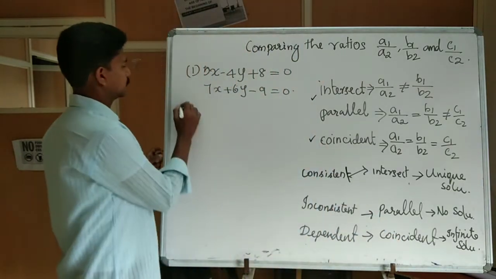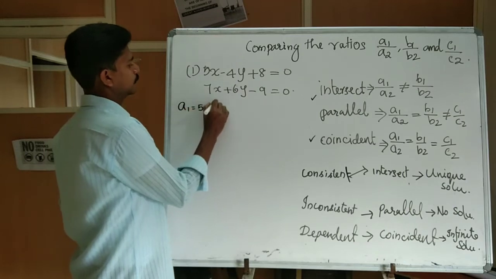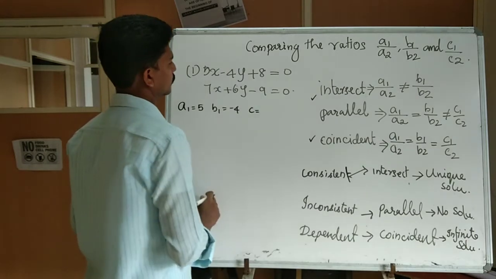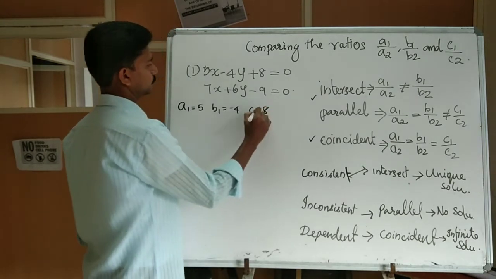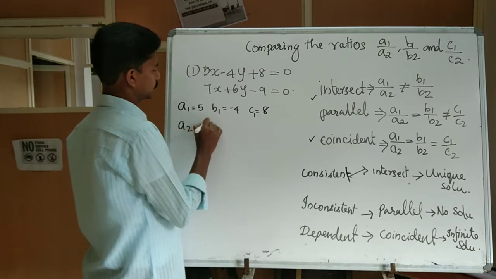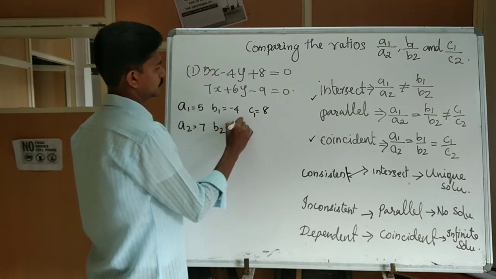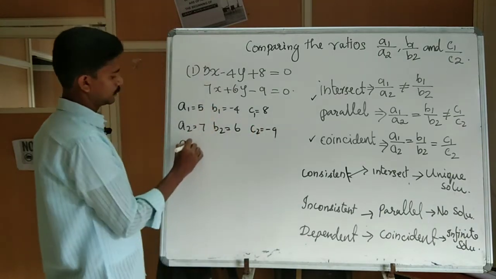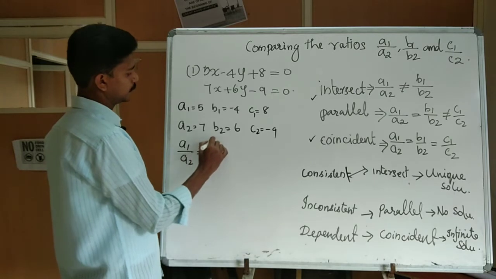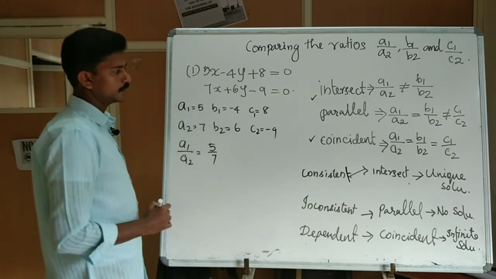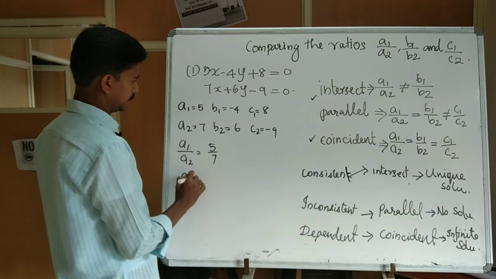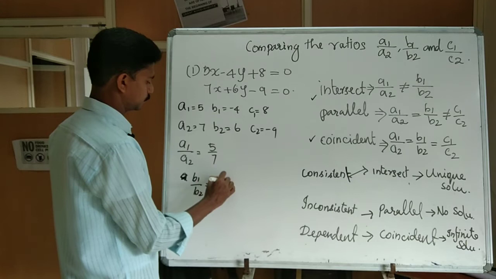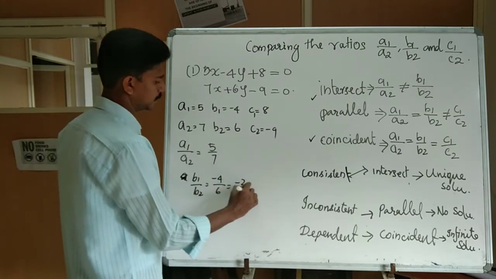Let us see for this one. Let us write A1 value as 5 and B1 value as -4 and C1 value we can write as 8, and A2 value is equal to 7, B2 value as 6 and C2 value as -9. Let us compare A1 by A2. What is A1 by A2? We are getting 5 by 7. Okay, and second B1 by B2. Let us see B1 by B2 is equal to -4 by 6. When we simplify, -2 by 3.